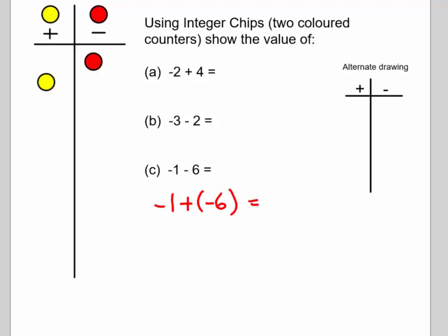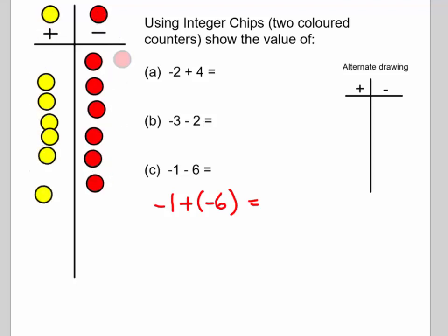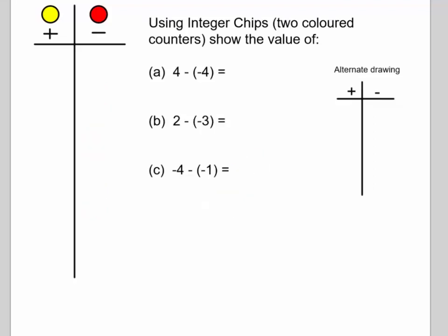If I do it the first way, I need a bunch of 0 pairs. There's 3 0 pairs, 4 0 pairs, 5 0 pairs, and then 6 0 pairs. Now if I take away 6 positives, I'm left with negative 7. Okay, and that would be the same for both of those.